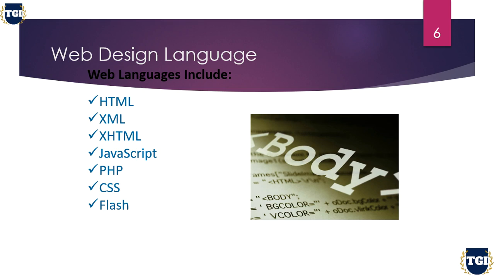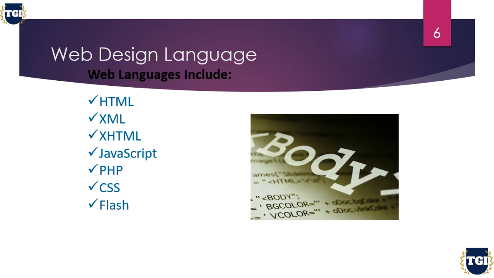So the web has its own languages which it understands, and we are going to look at some of these languages. The first language which we are going to be looking at is HTML, which simply means hypertext markup language. This is the first language that was created, which the system actually understands when you're designing a website. Then we have XML, which is the extensible markup language. Extensible, so it is an upgrade of HTML.